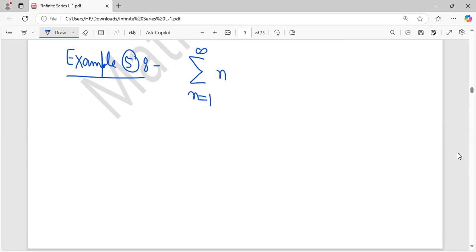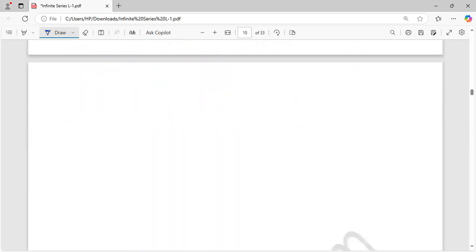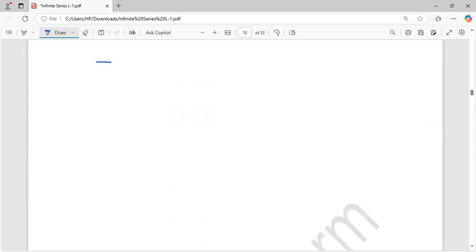Now see that, what is an? an is equal to n. So this implies an tends to infinity. It means an does not tend to 0. Okay, an does not tend to 0. So this implies this series summation n is not convergent.